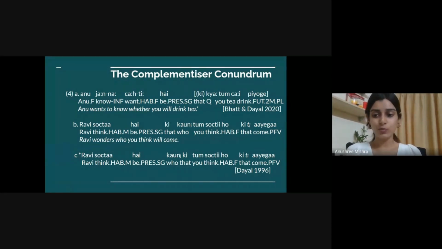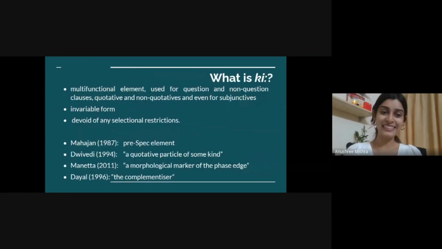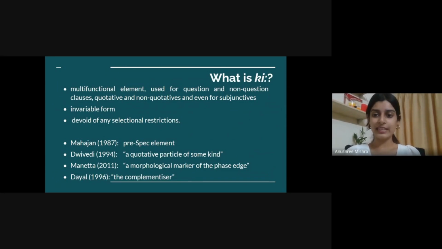So this analysis would be quite straightforward if the status of the complementizer, that is key, was undisputed. That is most definitely not the case. This is mostly because the alleged complementizer has some rather peculiar properties to its name. It's a multifunctional element. It's used for question, non-question, quotative, non-quotatives, and even for subjunctives. It has an invariable form and is devoid of any selectional restrictions. So, as you can see, there is no consensus on the issue in the previous literature.